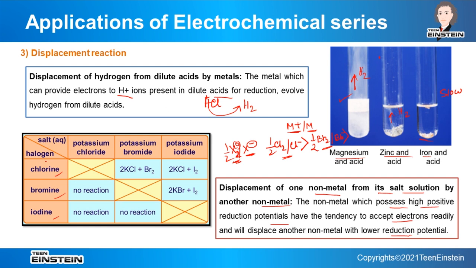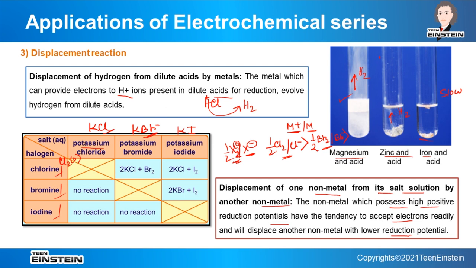So if you look at this table, here we have all these halogens. On the right hand side we have KCl, KBr solution and KI solution. If you add chlorine to KCl, there will be no reaction because it is the same system, right? But when you add chlorine to KBr, chlorine is in 0 oxidation state, and Br is in -1 oxidation state.